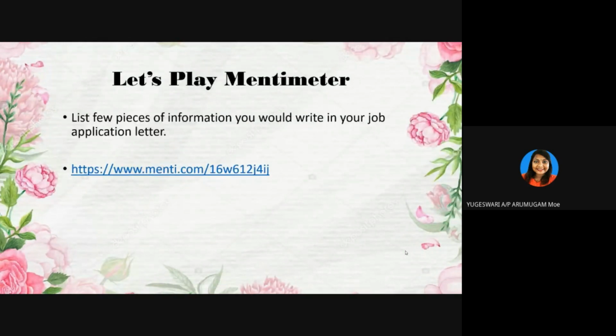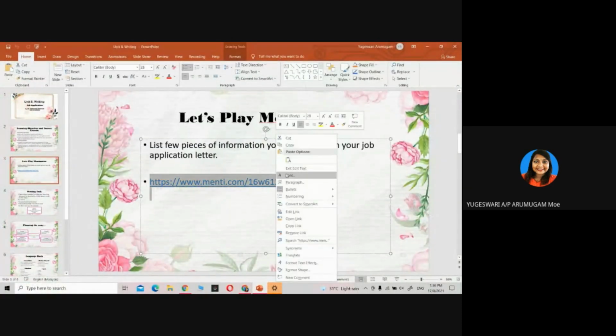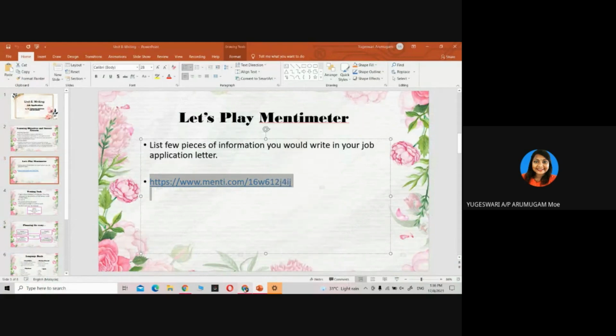Later, I'll give this link to you. What I expect you all to do is take the link and press on the link. You remember we played this Mentimeter. So you have to fill in the application, and later it will be displayed. Let me share it with you in the chat box. Let me just see if I can do that.